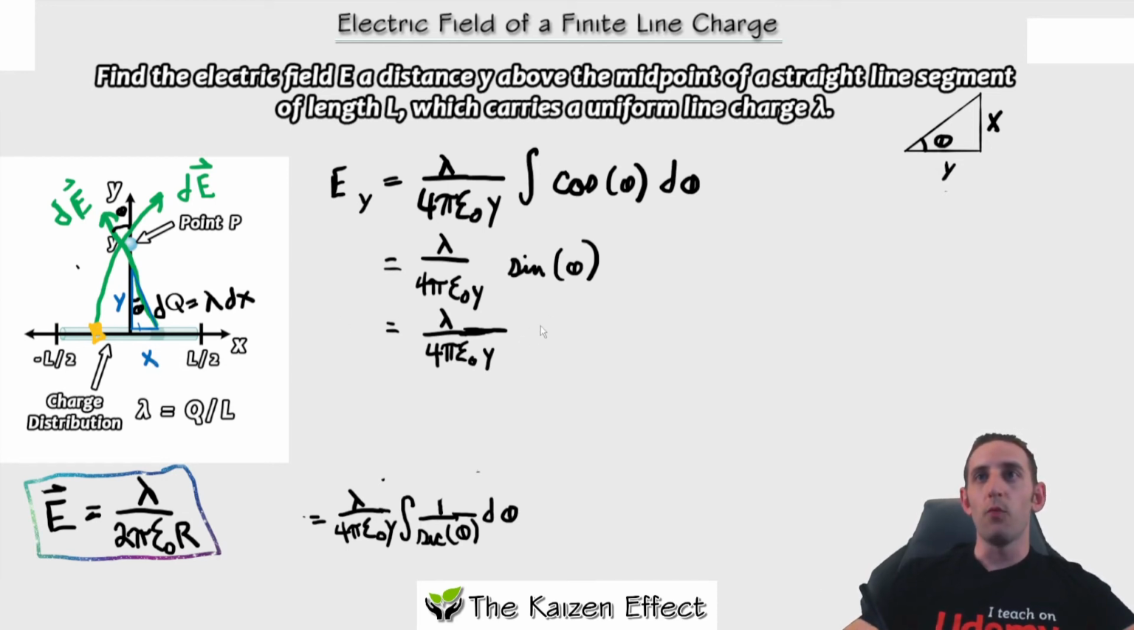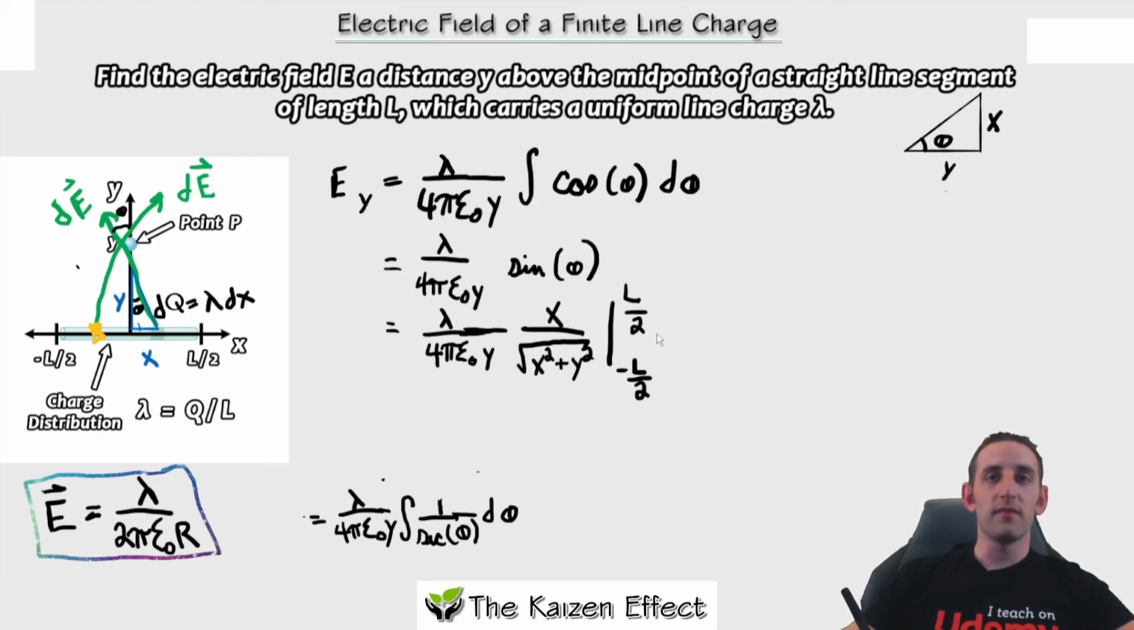Okay, so we end up with x over the square root of x squared plus y squared. Pythagorean theorem, baby. All right, so we end up with this guy, and now we can actually use our limits of integration. So this is going to go from negative L over 2 to L over 2. And we could actually evaluate this right now. So I'm just going to double check. Yes, I got the right result.